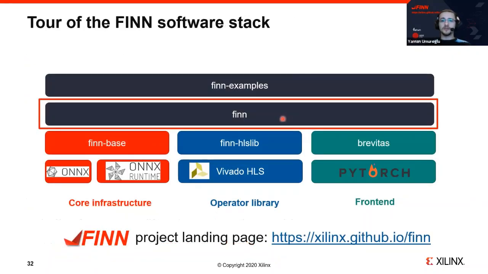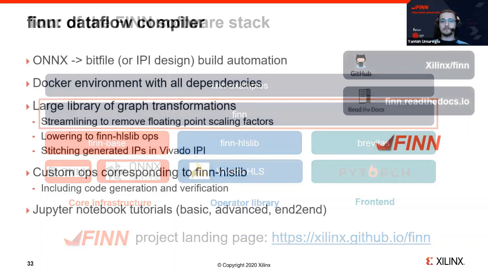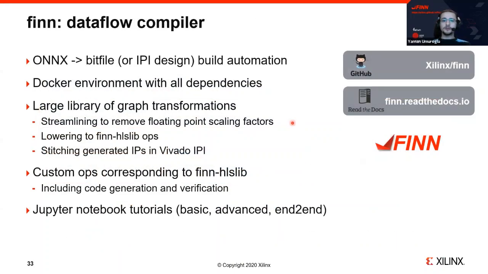Next up on the stack, we have the Finn compiler repository itself, which is one of the most critical components of the stack. The Finn compiler repository houses the toolflow that Michaela mentioned that actually provides the full build automation going from ONNX all the way down to a bit file or Vivado IPI design. Here, you'll also find a full Docker environment that pulls in the correct versions of all dependencies of the software stack. So in this way, this repo has the glue that's bringing all the various components in that software stack figure that I showed you together.